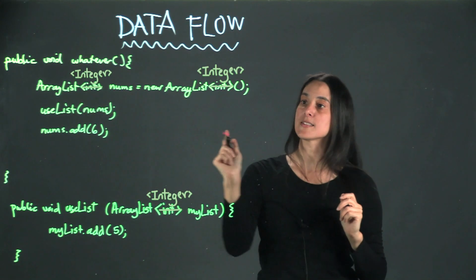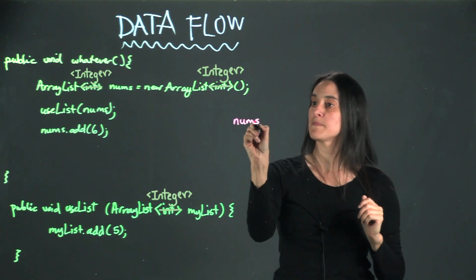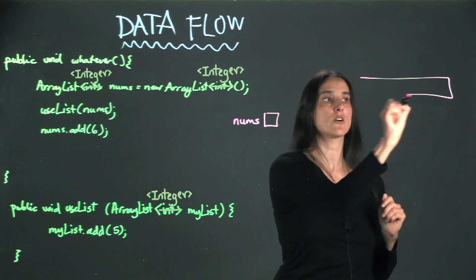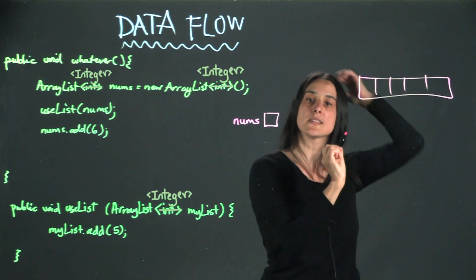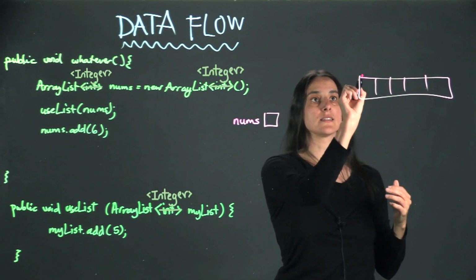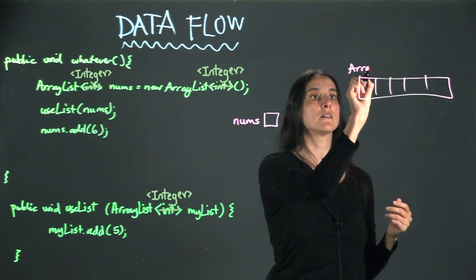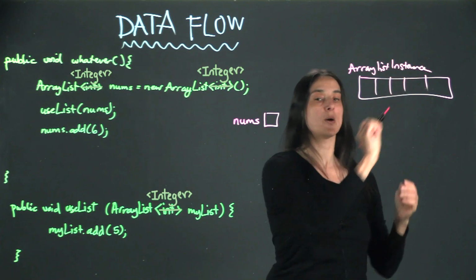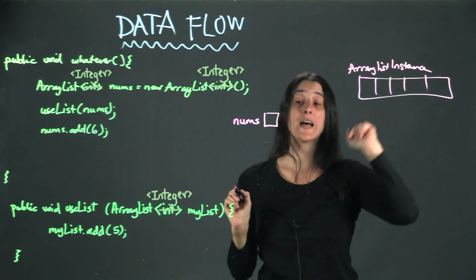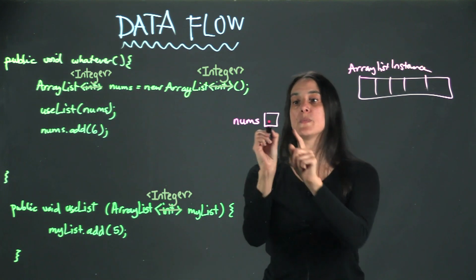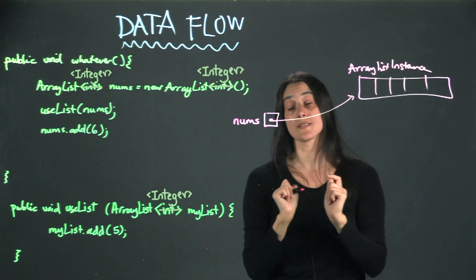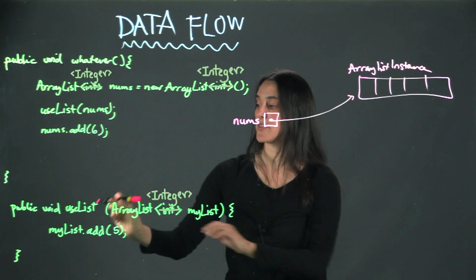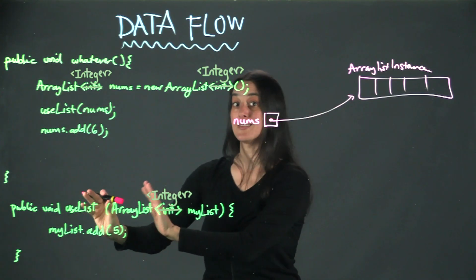So we've declared a list, nums, and then we have instantiated a new list. And instead of drawing the circle, I'm just going to draw it as a list. And it gets its little object name, so array list instance. And we never really need to remember this name. You should know that. And then the assignment statement means that this nums refers to this array list instance. Perfect. Now we're passing nums into this method creatively named useList.